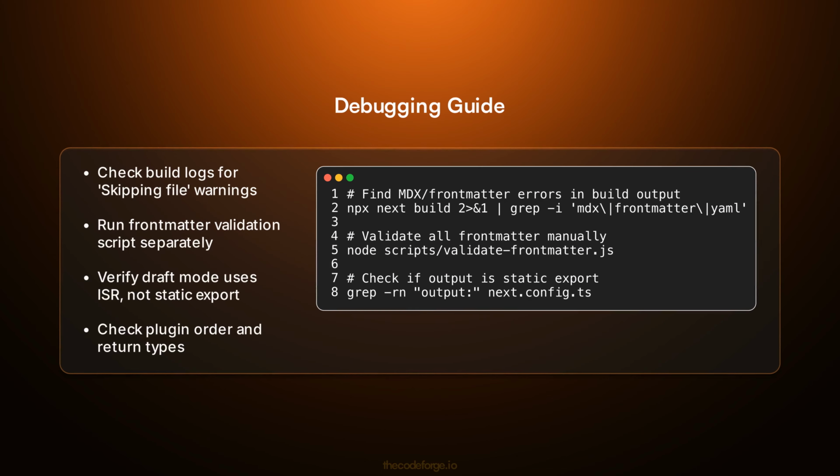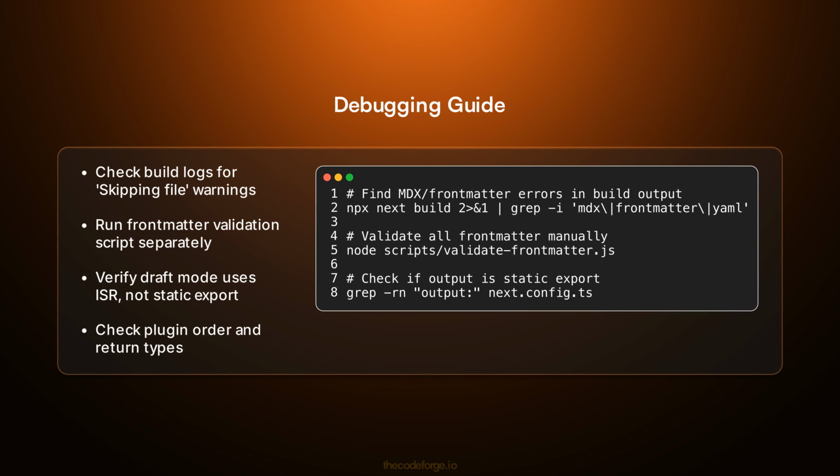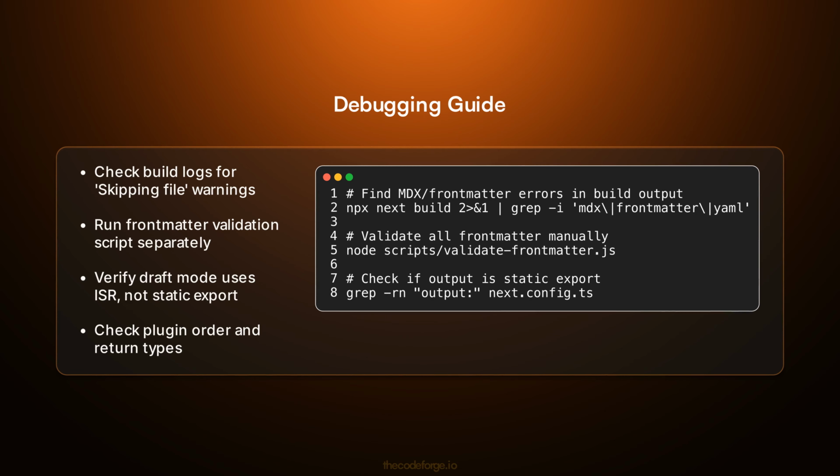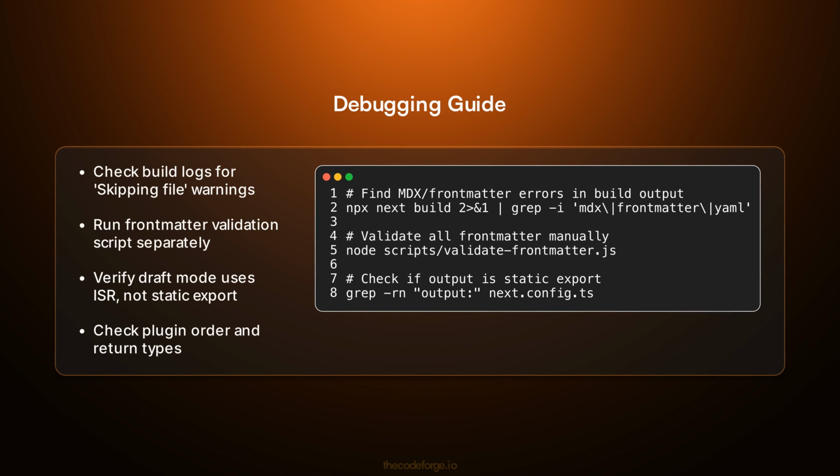To debug MDX issues, first check build logs for warnings about skipped files. Run the front matter validation script separately to catch all errors. For draft mode issues, verify you're not using static export. For plugin problems, check the registration order and return types.